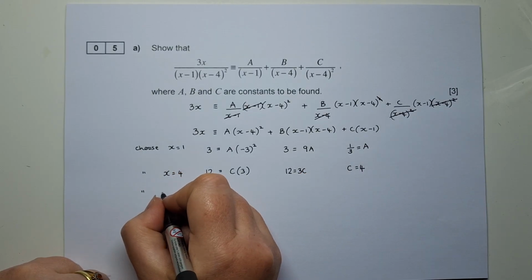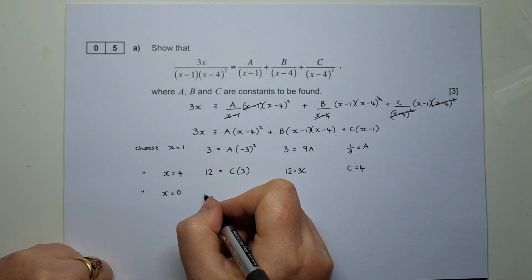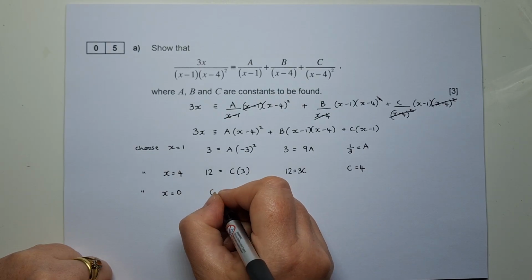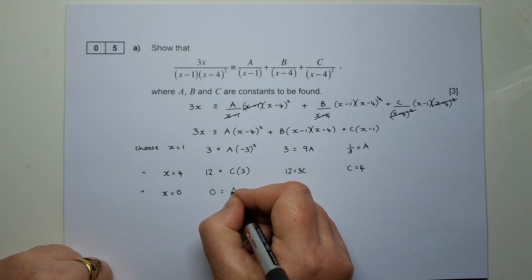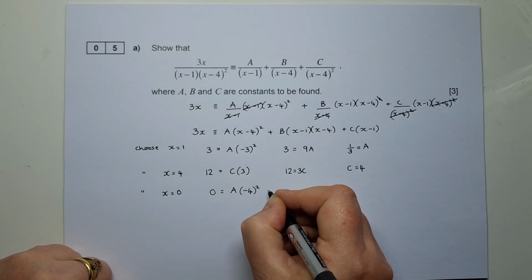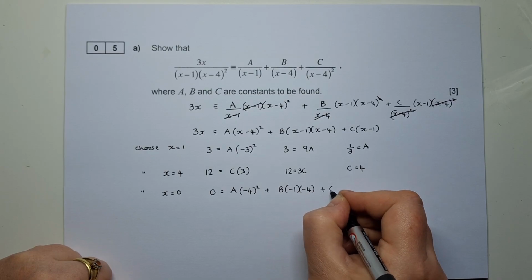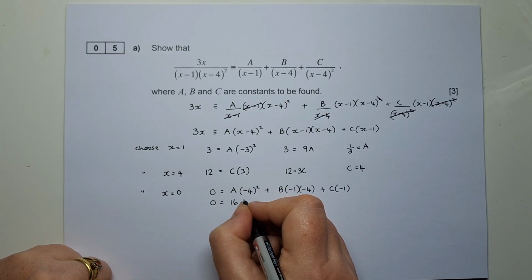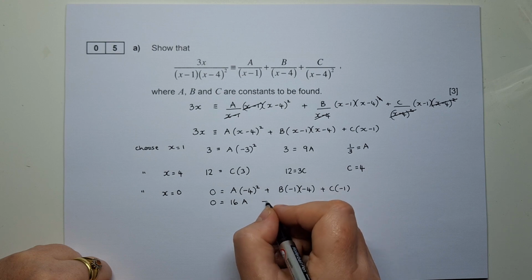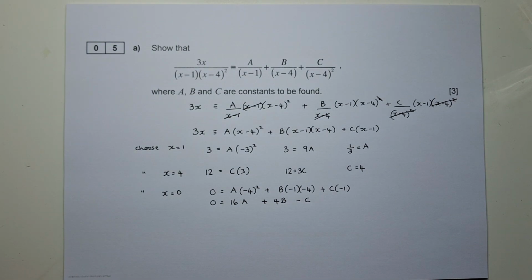We can choose any other value we want. I normally choose x is 0 if I haven't used it, but it won't make any difference as long as you don't make any arithmetic mistakes. 3 times 0 is 0. So 0 equals, now we've got a times a negative 4 squared, b times a negative 1 times a negative 4, and c times a negative 1. Negative 4 squared is 16. Negative times negative is positive. And we've got 0 equals 16a plus 4b minus c.